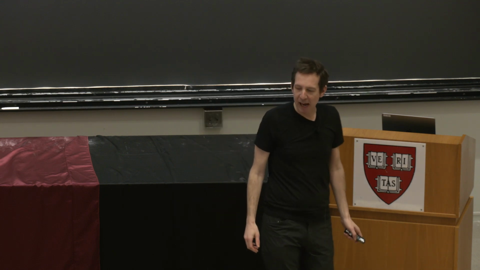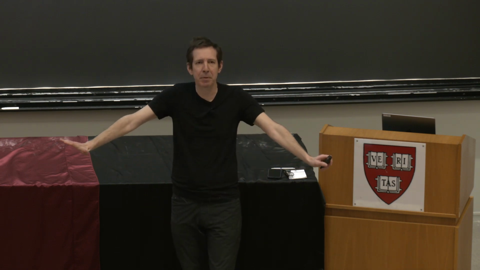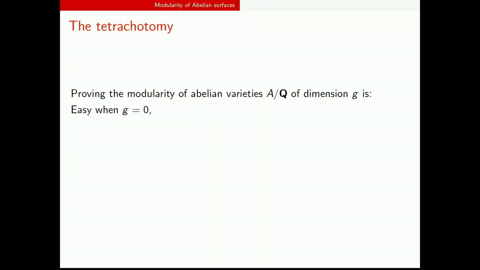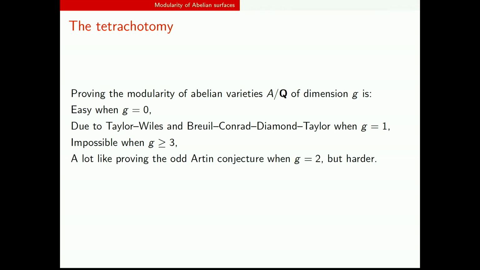So let me tell you a little bit about proving modularity of abelian varieties of dimension g. I like to say it breaks up into 4 cases. If g is equal to 0, you have a point, and that case is easy. If g is equal to 1, then of course it's the famous theorem of Breuil-Conrad-Diamond-Taylor, using the Taylor-Wiles method. So these are elliptic curves, well, the Jacobians are at least. When g is bigger or equal to 3, it's impossible. And when g is equal to 2, it's a lot like proving the Artin conjecture, but harder. By the Artin conjecture, I mean the odd Artin conjecture for n equal to 2.